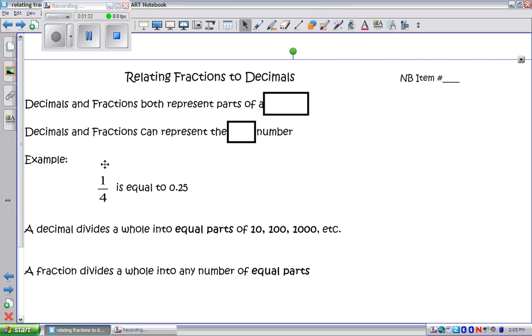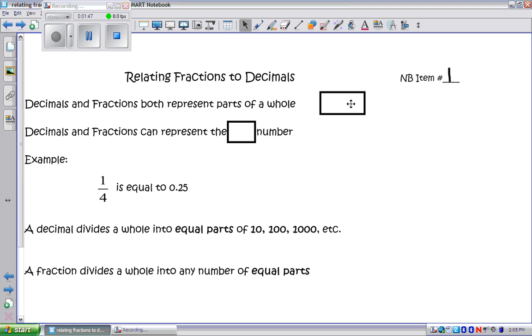Let's start the notebook item. And this would be notebook item number 1. Decimals and fractions both represent parts of a whole. Decimals and fractions can represent the same number. So for example, 1/4 is equal to 25 hundredths. You might also hear me say 0.25.